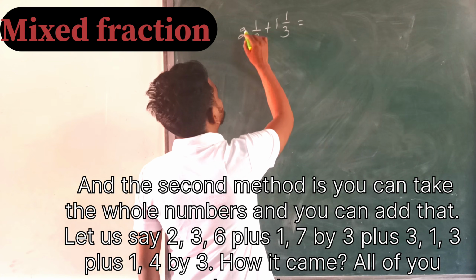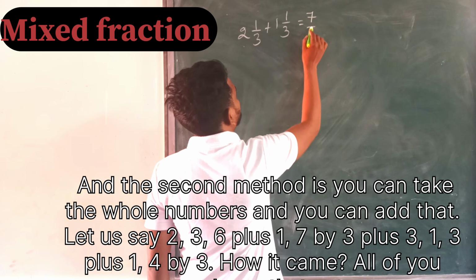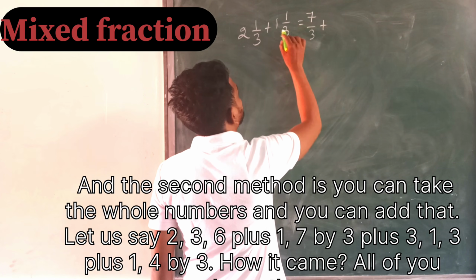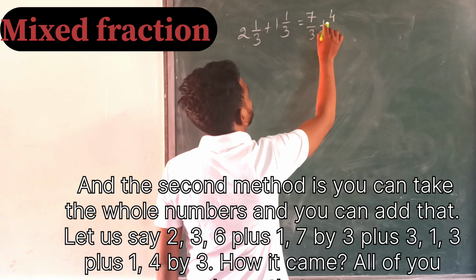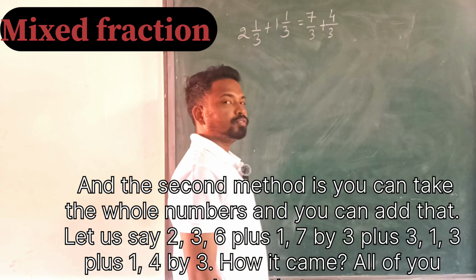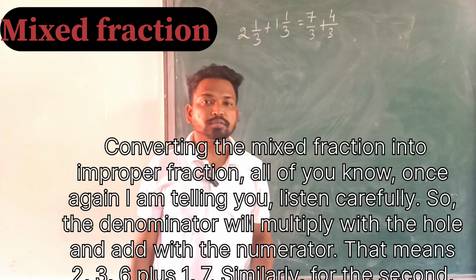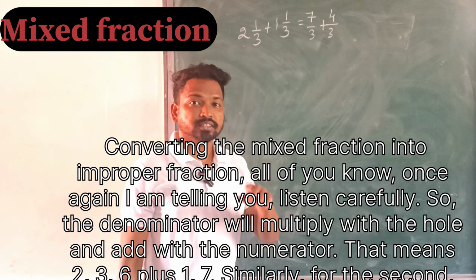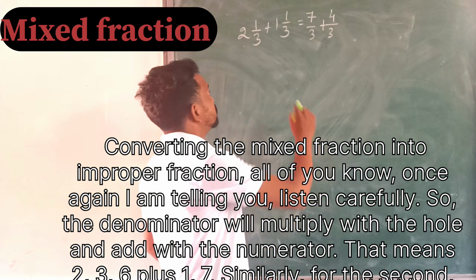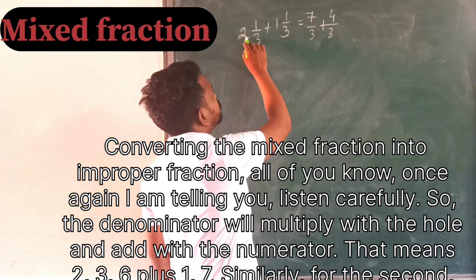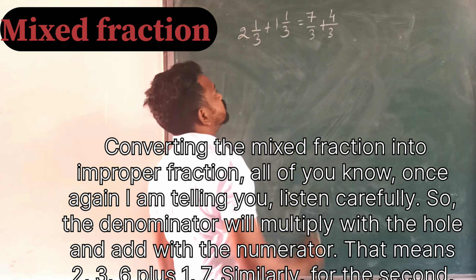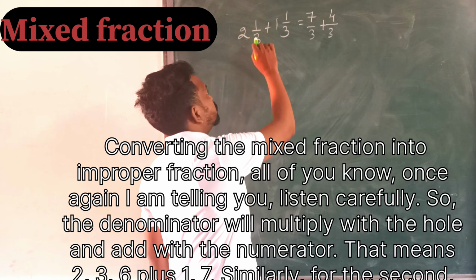2 3s are 6 plus 1 is 7 by 3, plus 3 1s are 3 plus 1 is 4 by 3. How did it come? All of you know that. Converting the mixed fraction into an improper fraction, all of you know. Yes, once again I am telling you, listen carefully. The denominator will multiply with the whole and add with the numerator. That means 2 3s are 6 plus 1 is 7.